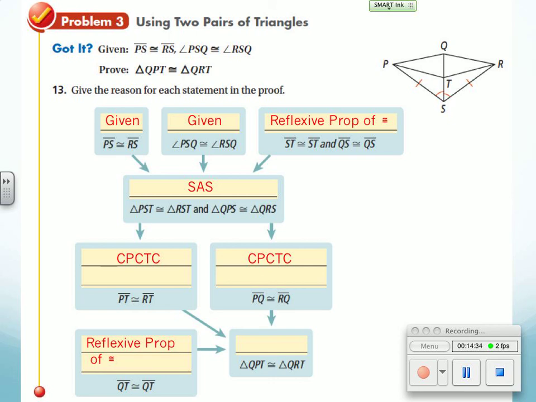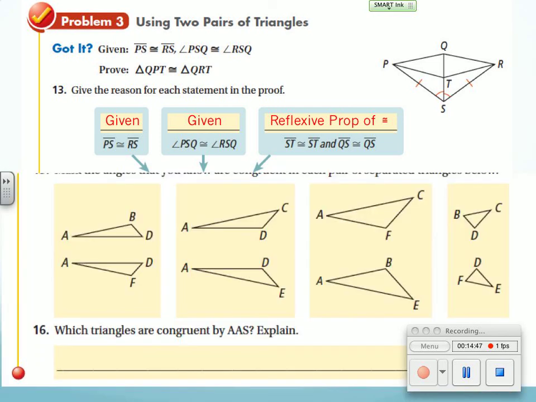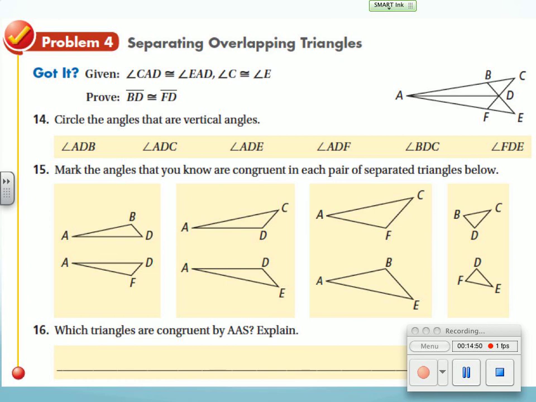Finally, let's look at separating overlapping triangles. Given that angle CAD is congruent to angle EAD, those little bitty angles there at the end, and that angle C is congruent to angle E, we want to prove that segment BD is congruent to segment FD. So first thing we have to identify are the vertical angles in the drawing. If we look at the drawing closely, we can see that angle BDC and angle FDE are vertical angles.